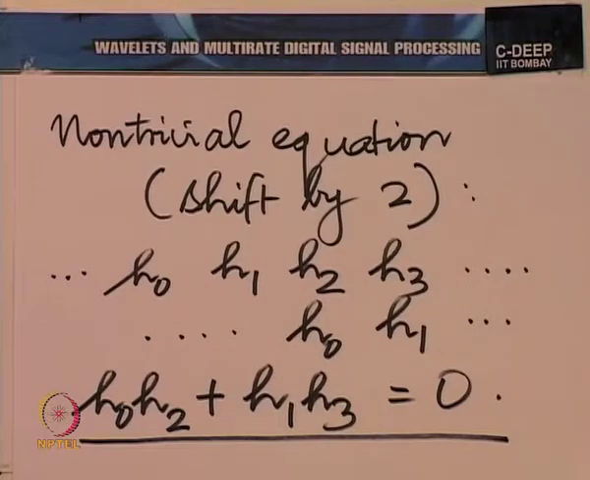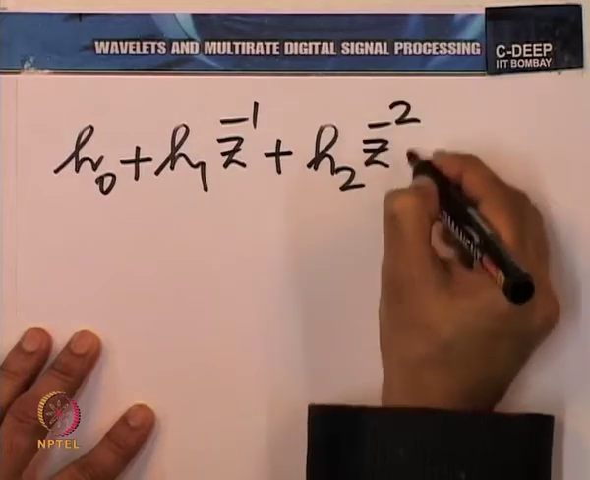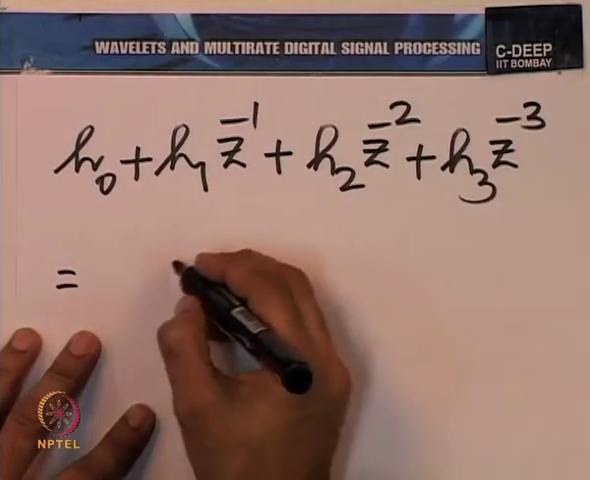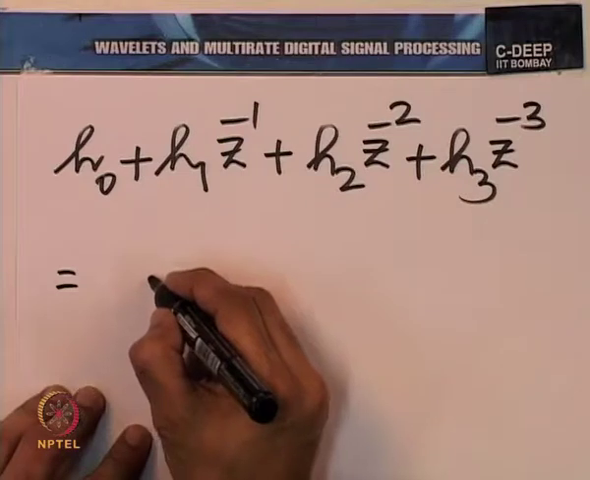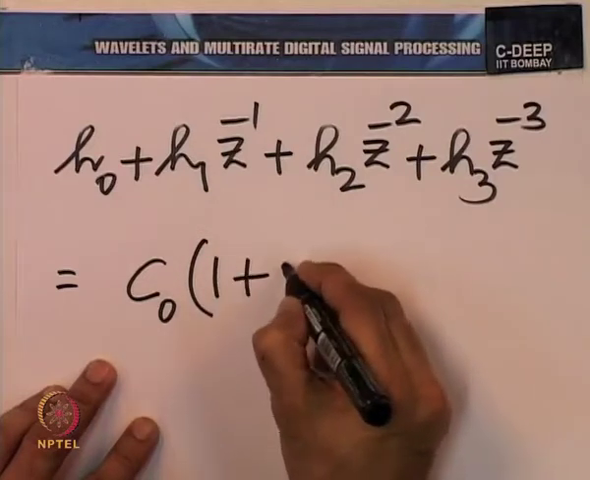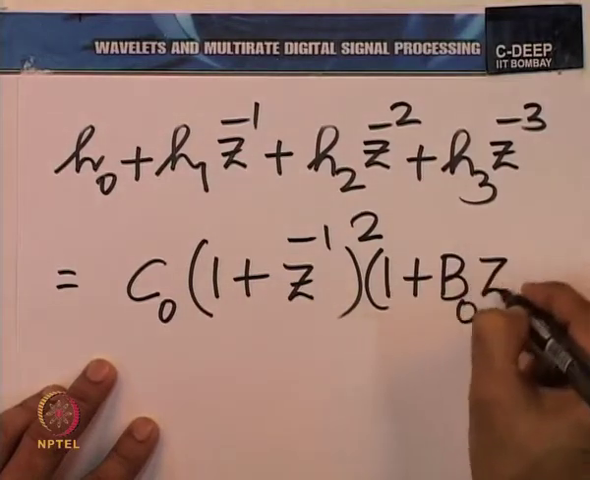Now, from the location of the zeros and the free parameter, we need to express H 0 through H 3 in terms of the free parameter. So, what do we have? We have H 0 plus H 1 z raised to the minus 1 plus H 2 z raised to the minus 2 plus H 3 z raised to the minus 3 is of the form some constant, let us say C or C 0 if you please, times 1 plus z inverse the whole squared times 1 plus B 0 z inverse.